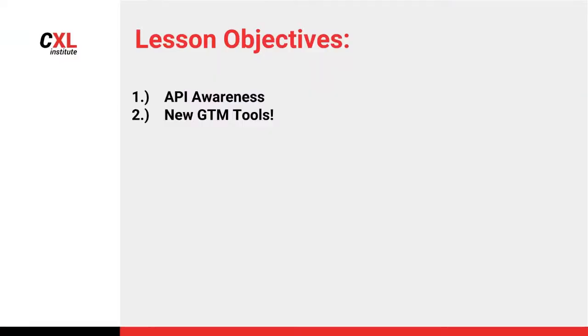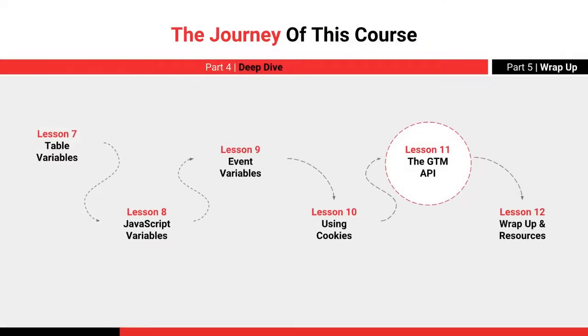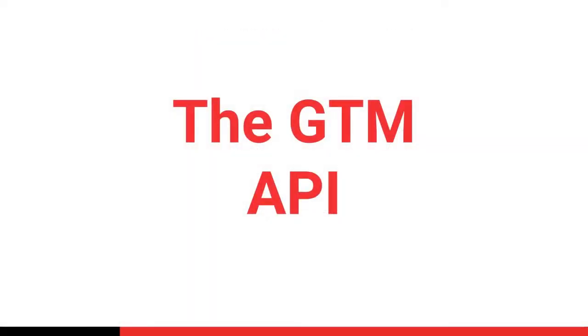All right, it's a deep dive, the GTM API. The lesson objectives for today are just to get a little bit of API awareness and introduce you to some new Google Tag Manager tools, actually called GTM Tools. The journey so far, we just finished using cookies. We are now on the GTM API, and coming up, the wrap up and resources as we finish off the course. Right now, though, the GTM API.